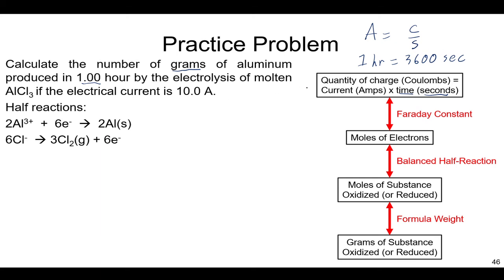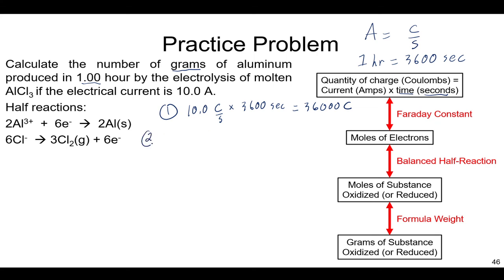Okay, so again, step 1, we're given current and time, so we're going to multiply those two things together. My 10 amps, right, where an amp is a coulomb per second, multiplied by my 3,600 seconds. I've determined I have 36,000 coulombs. That's the number of charges I need to move.